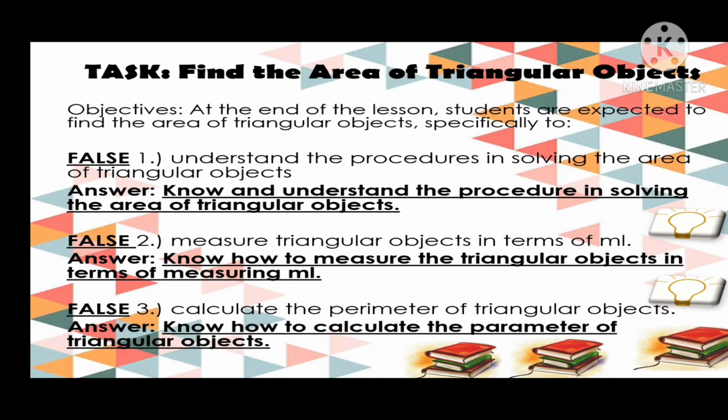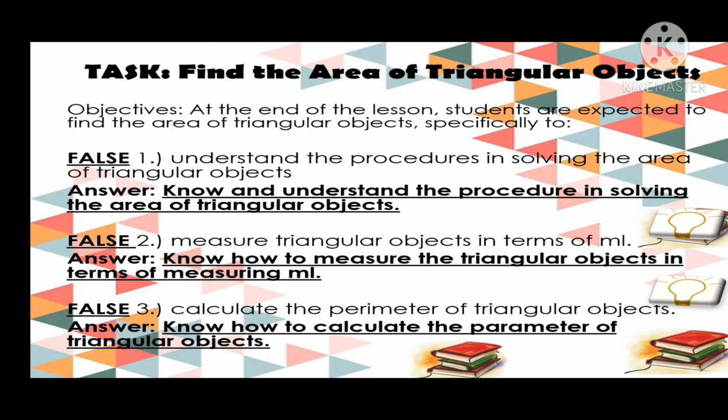Third, calculate the perimeter of triangular objects. The statement is false. Why? Because our answer is know how to calculate the perimeter of triangular objects. Also, we use know how to calculate because it is very obvious that the statement is incorrect. Going back to our objectives, it tells us that students are expected to find the area of triangular objects. So if you already know where the triangular objects are, you know how. So we use the words know how to calculate the perimeter of triangular objects.